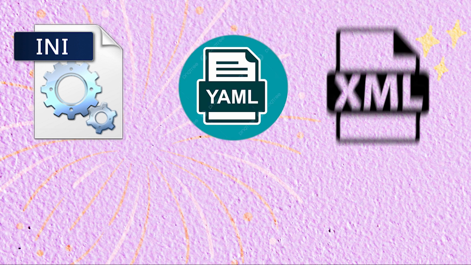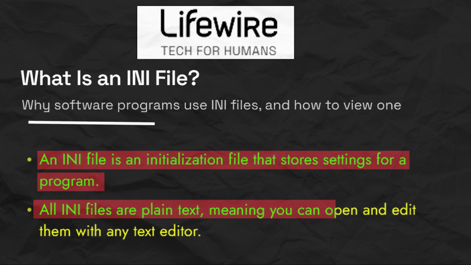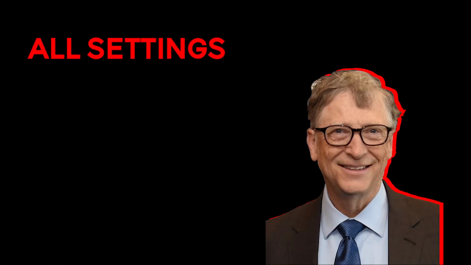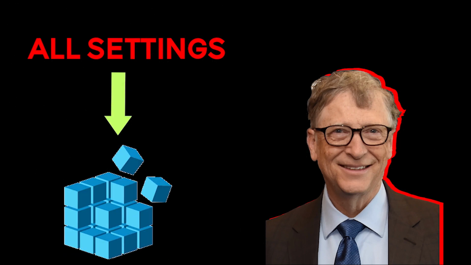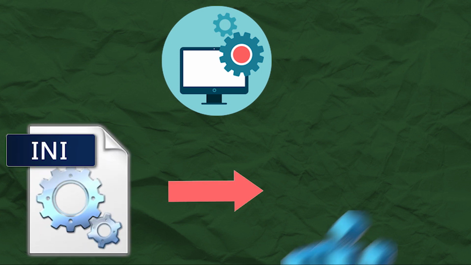Do you remember INI files and today various other files like YAML, XML and other human-readable formats? Well, an INI file is an initializing file that stores settings for a program, and these are plain text, meaning you can open and edit them in any text editor you want. Microsoft moved all these settings from many program-specific setting files into a single space called the registry. Programs, instead of having settings in their own files, e.g. INI, store them in the registry.